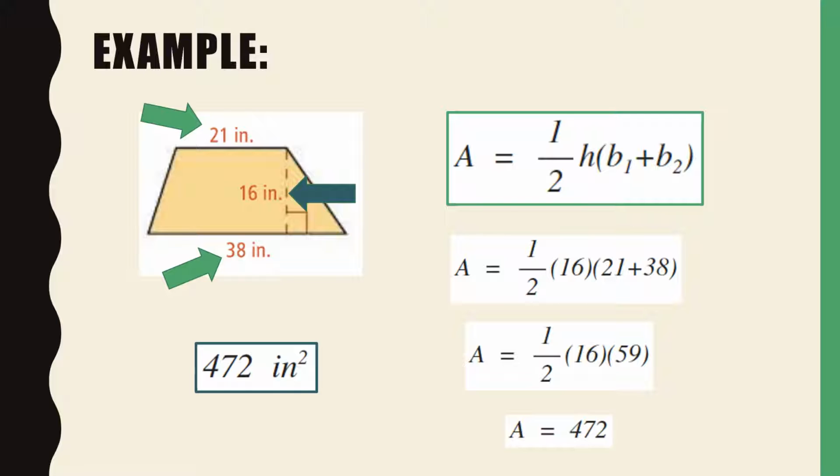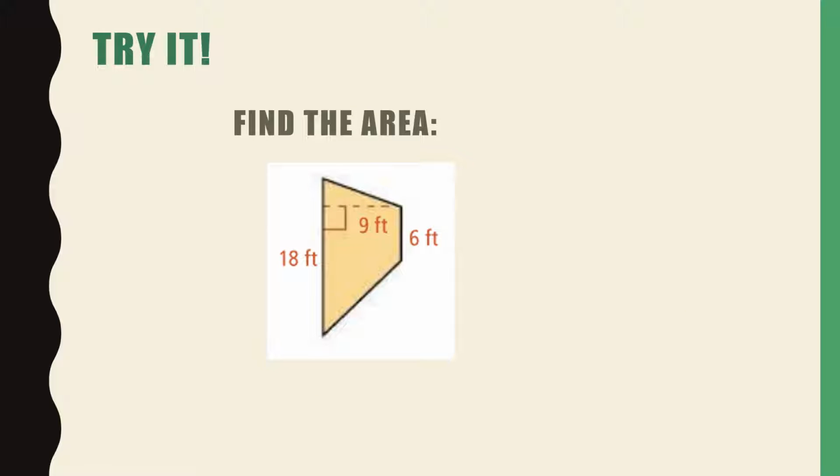Okay, I want you to go ahead and try one on your own. So this trapezoid looks a little bit different. It's oriented in a different way, so see if you can figure out how to complete this area. So take a second, pause the video, draw the shape, try to find the area, and then when you're ready, hit play and we'll go over the answer.